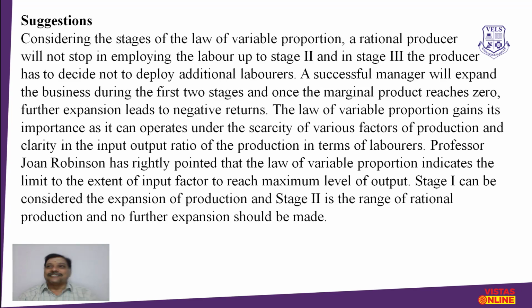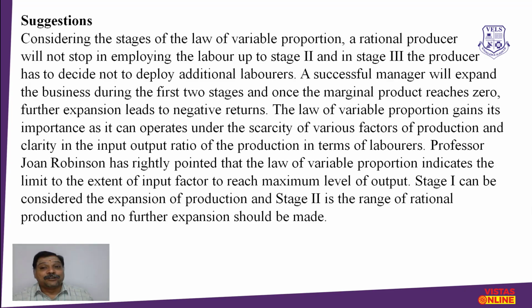And the last question is, give suggestion for employment and deployment of labor to get the optimum return. Considering the stages of the law of variable proportion, a rational producer will not stop employing labor before stage 2. And in stage 3, the producer has to decide not to deploy additional laborers. A successful manager will expand the business during the first 2 stages only. Once the marginal product reaches zero, further expansion leads to negative return. So we should not employ or deploy the labor for the production.